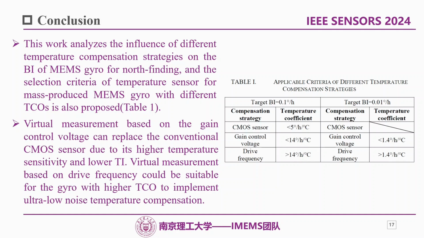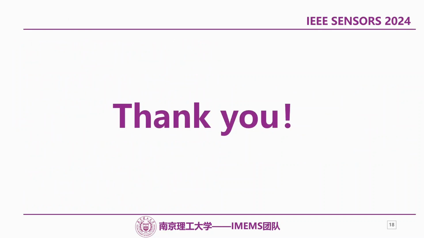The virtual measurement based on the gain control voltage can replace the conventional CMOS sensor due to its higher temperature sensitivity and lower temperature instability. Virtual measurement based on drive frequency could be suitable for the gyro with higher temperature coefficient to implement ultra-low noise temperature compensation. That's all. Thank you for listening.